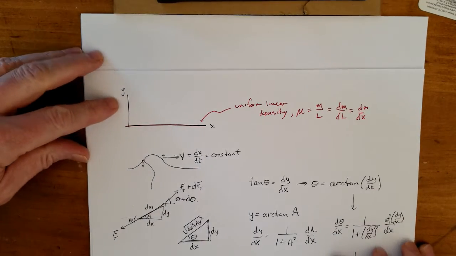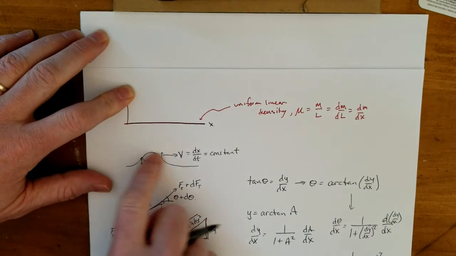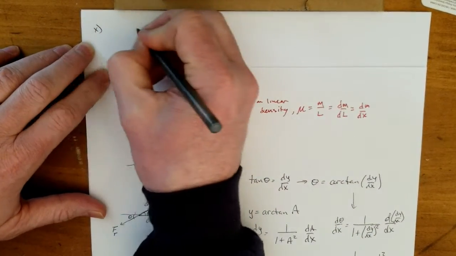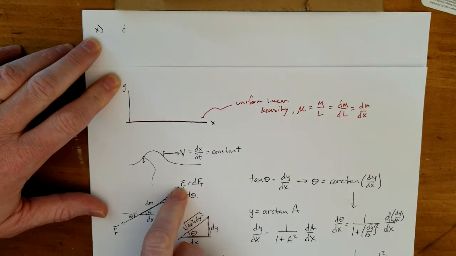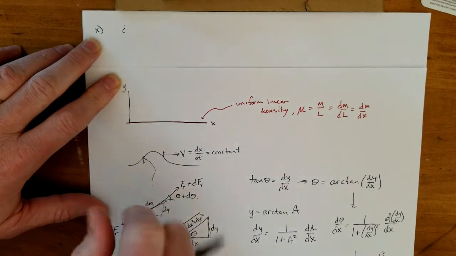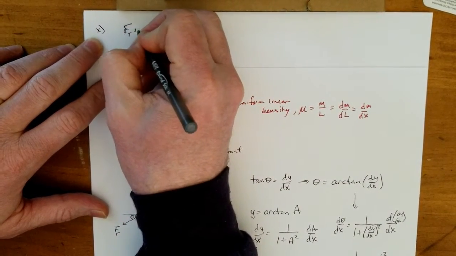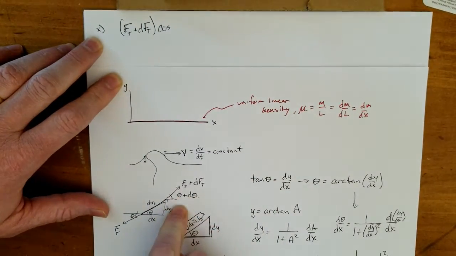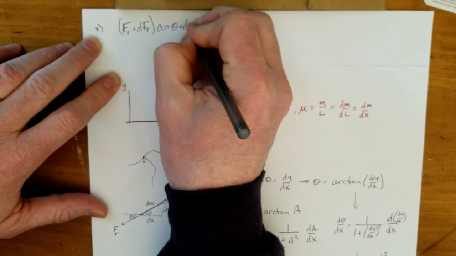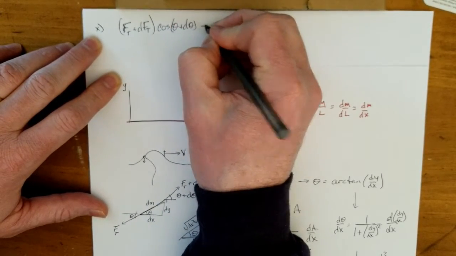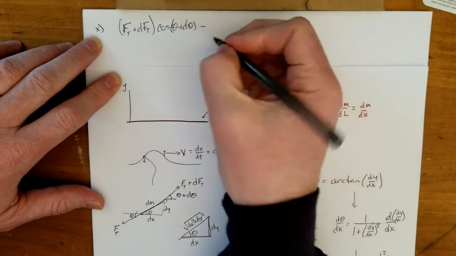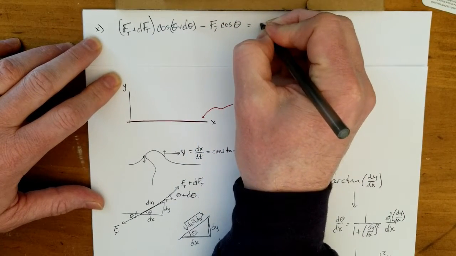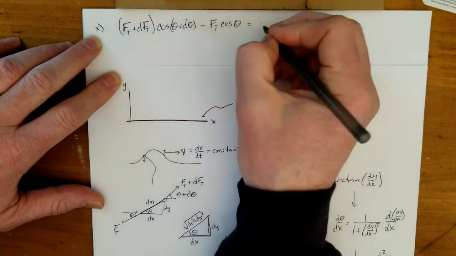So now let's come up with our equations of motion. I know that the acceleration in the horizontal direction is 0, so my x equation is: the horizontal component of the force, which is the tension plus the differential of the tension, times the cosine of the angle theta plus d theta, minus the force in the other direction, which is just the tension times the cosine of theta, is equal to mass times the acceleration in that direction, which is 0.